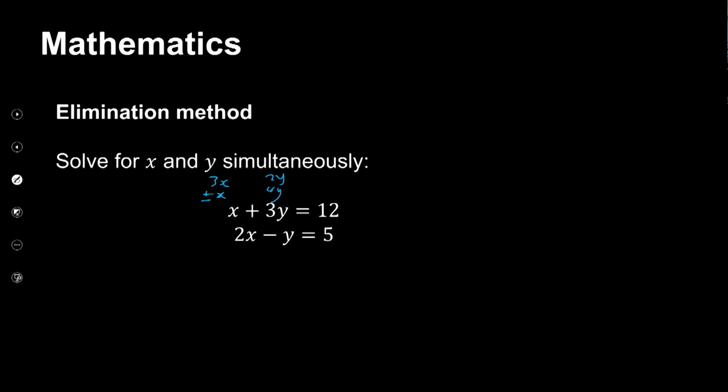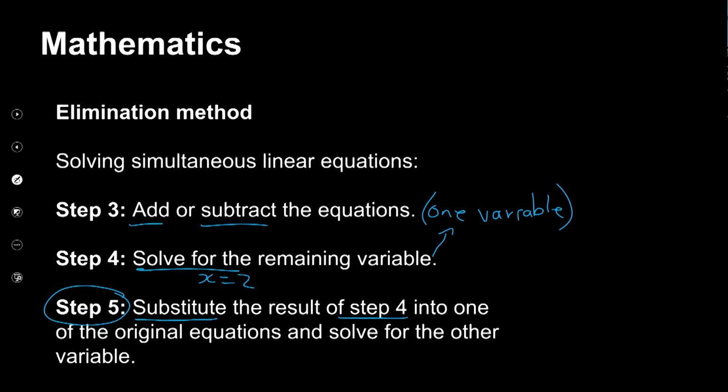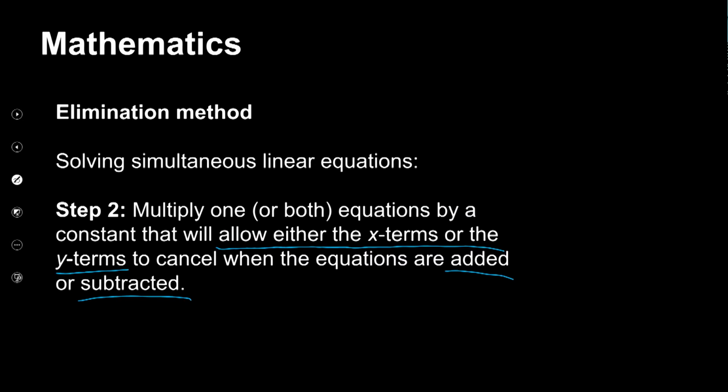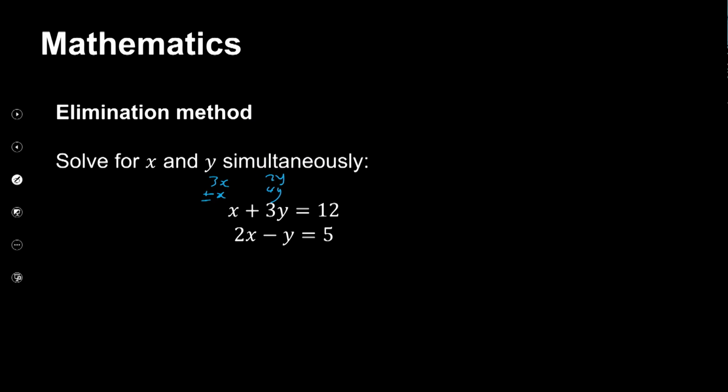Still, I still have the two variables, so I must do what? I must go back to my steps. Let me show you. Remember the second step. I said multiply one or both equations by a constant that will allow you to then cancel out one variable. So what does that mean? I can just say I'm choosing x, to cancel x first and solve for y.